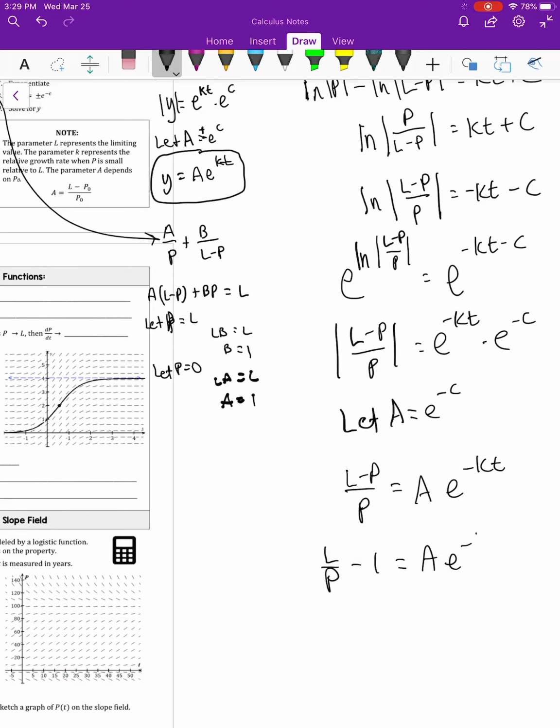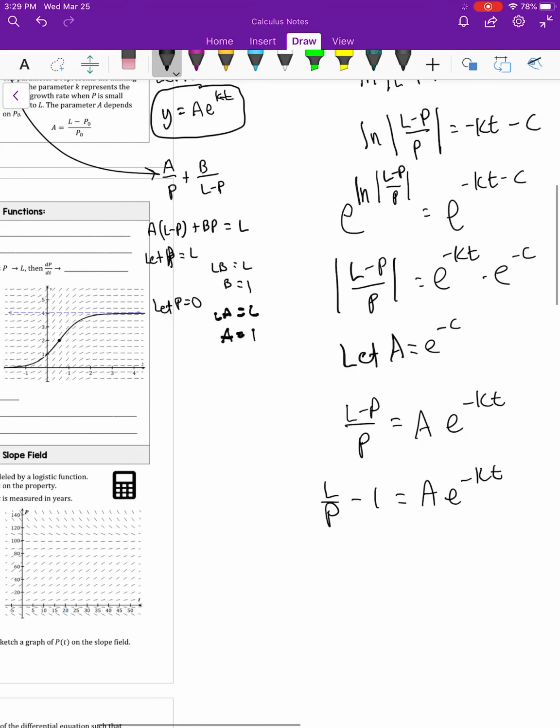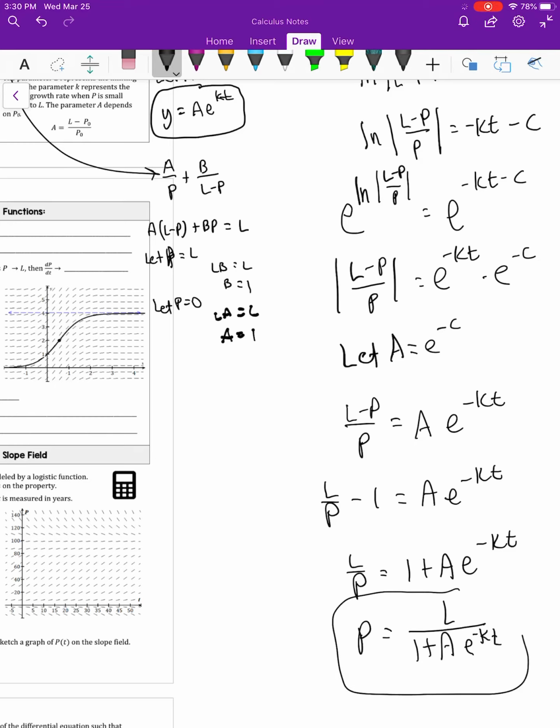And so now we're going to split these up. L over p minus 1 equals a times e to the negative kt. And then we'll add 1 to both sides and solve for p. And that is our solution to that original differential equation. And it does end up being a logistic equation.